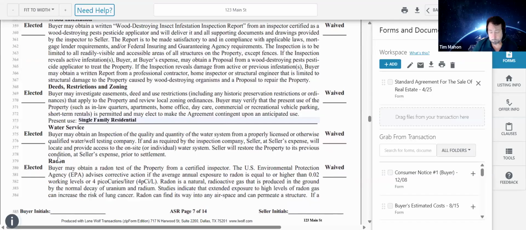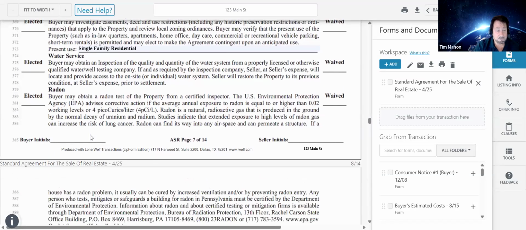Water service, if it's public water, it's generally waived. I mean, can you test the water? Yeah, you can, but the seller's not obligated to provide you the water to your taste. They're obligated to provide you clear and clean water. Now, if you're selling a property with a well, you should always elect this, because a lot of wells are polluted, and even the sellers don't know because they don't test them often enough. So you should really test the well. Okay. Radon, that's up to the individual. If they care about it, test for it. If they don't, waive it. Okay.